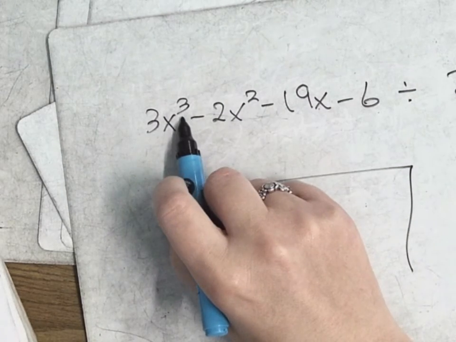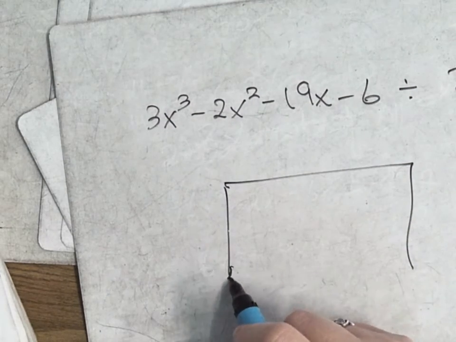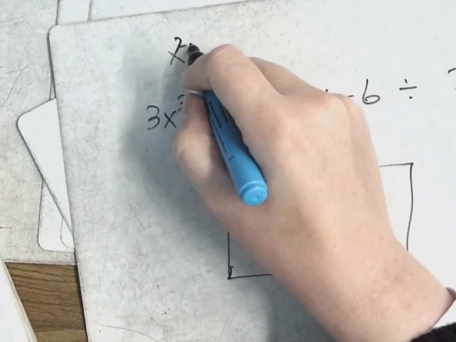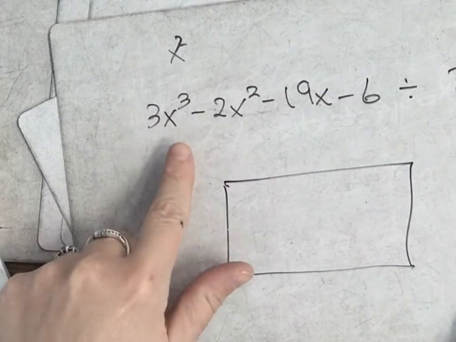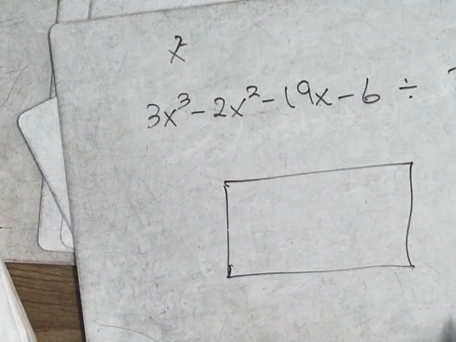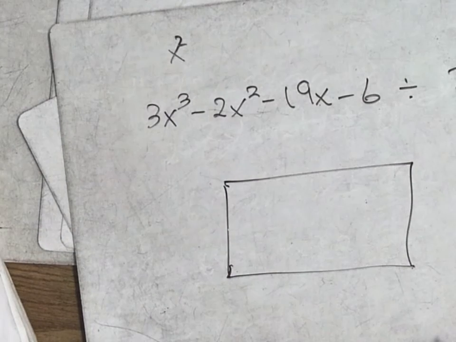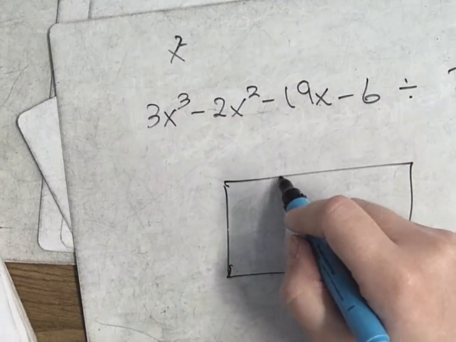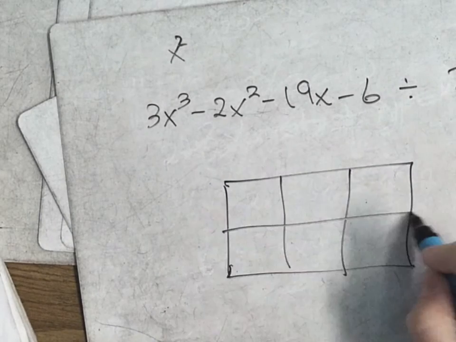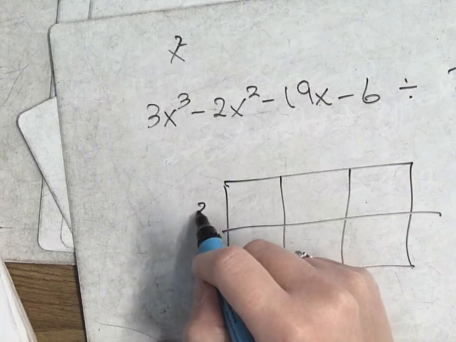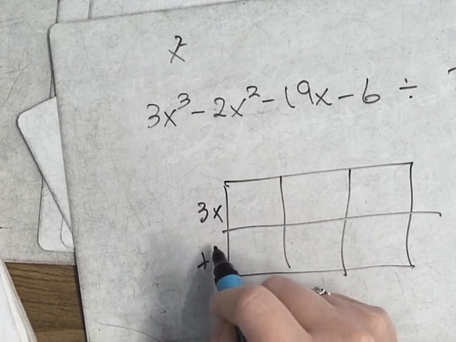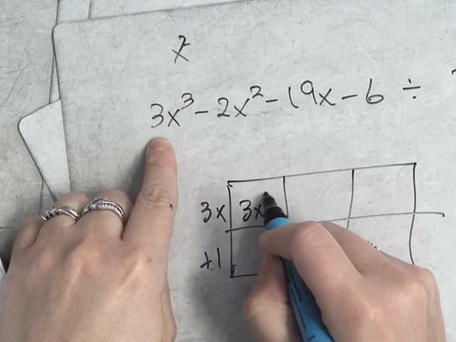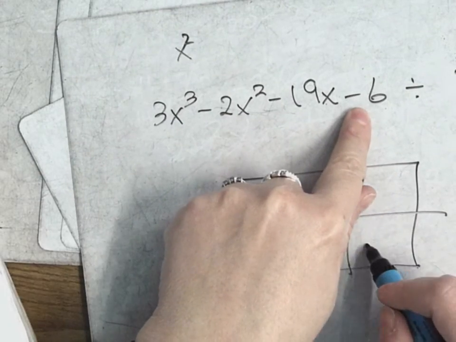Okay, x to the power of 3 means you do a 3 by 2 box. If that was x squared, you do a 2 by 2 box, so 2 across, 2 down. When it's 3x cubed, and you won't get anything higher than that, x cubed is as high as it'll go, so 3 by 2 box. You're dividing by 3x plus 1, so that goes down the side. You put the first term into the first box. You put the last term into the last box.